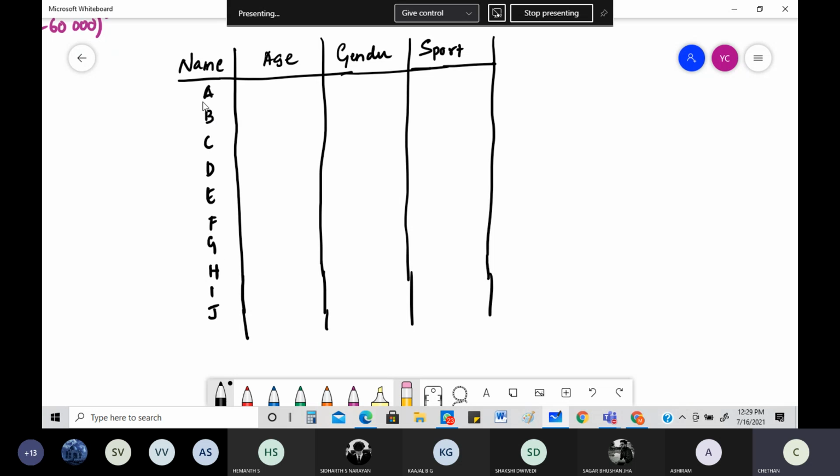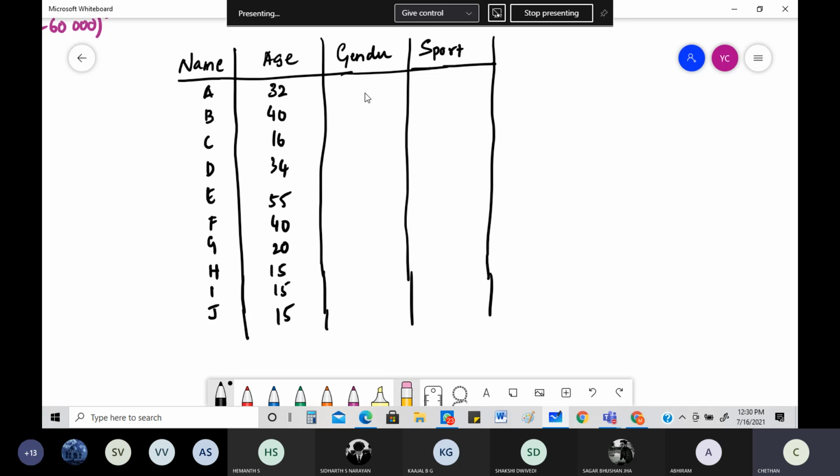Think of any names. A for Alex, B for something, Bob. Okay. Like that. Then the age is given. What is the age given? The age is given like this: 32, 40, 16, 34. One second, I'll write it very fast. 55, 40, 20, 15, 15, 15. Okay. So age is also given.